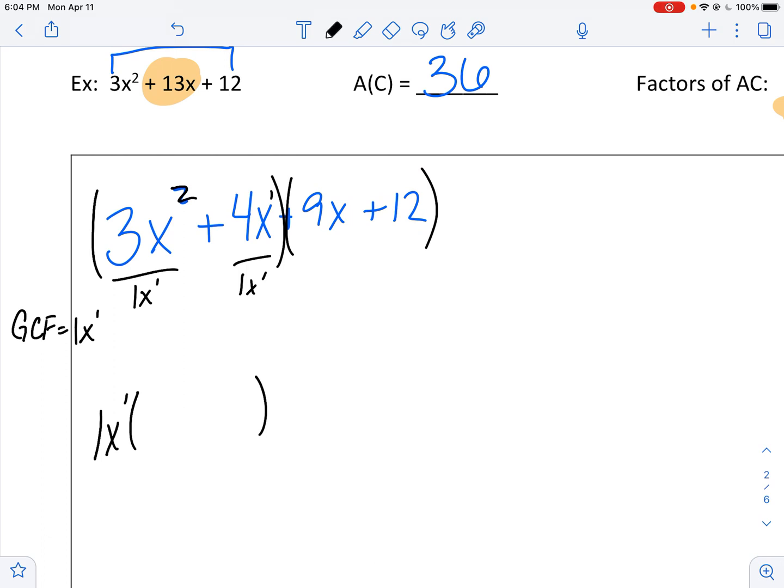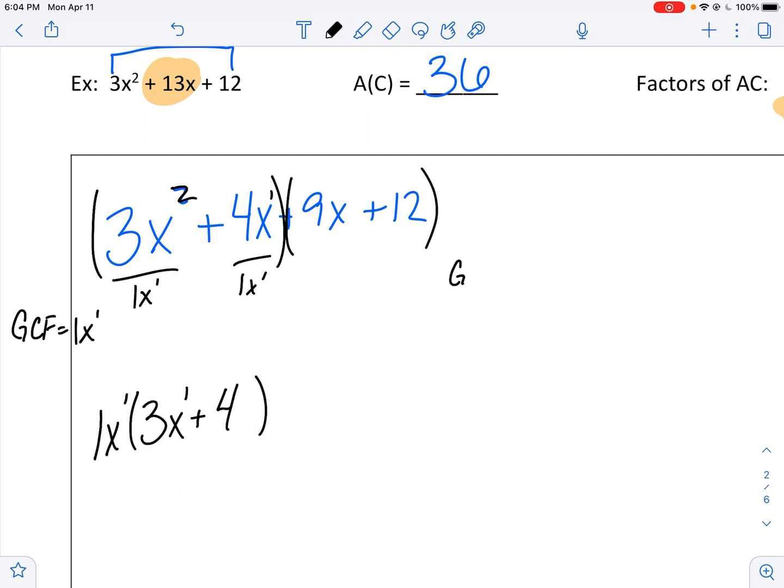So 3 divided by 1 is 3. I had 2 x's. I divided away 1, so I'm left with 1x. I see a plus sign next. 4 divided by 1 is 4. I had an x. I took it away, so I have no x's left. So all I've done so far is I split up the middle term into two parts, 4x plus 9x. And now I'm just finding the GCF of each half of my polynomial.